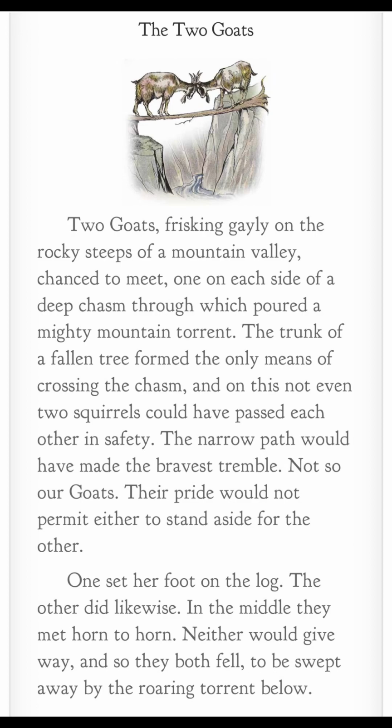The two goats. Two goats frisked gaily on the rocky steep of a mountain valley, chanced to meet, one on each side of a deep chasm through which poured a mighty mountain torrent. The trunk of a fallen tree formed the only means of crossing the chasm, and on this not even two squirrels could have passed each other in safety. The narrow path would have made the braves tremble. Not so our goats. Their pride would not permit either to stand aside for the other. One set a foot on the log, the other did likewise. In the middle they met horn to horn.